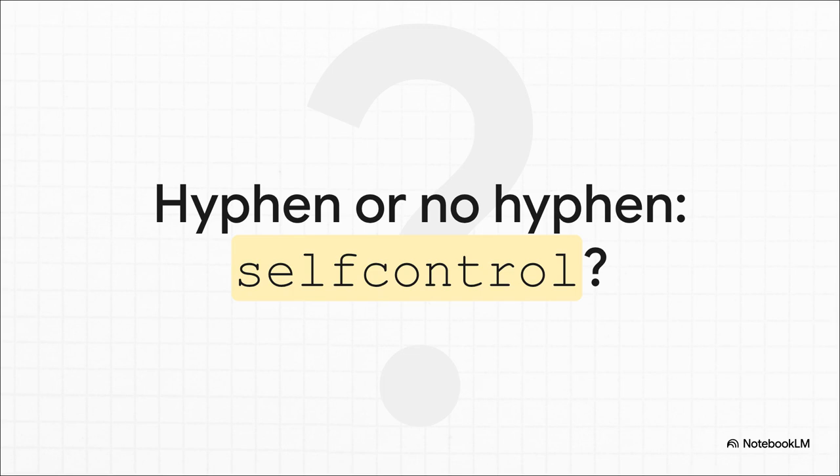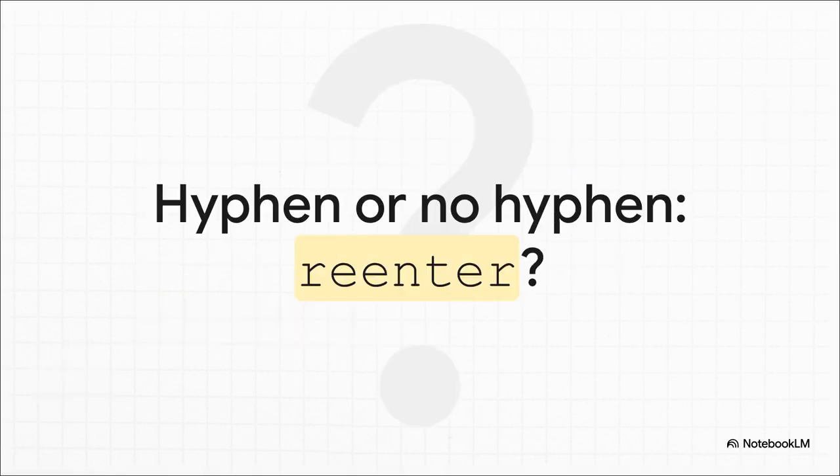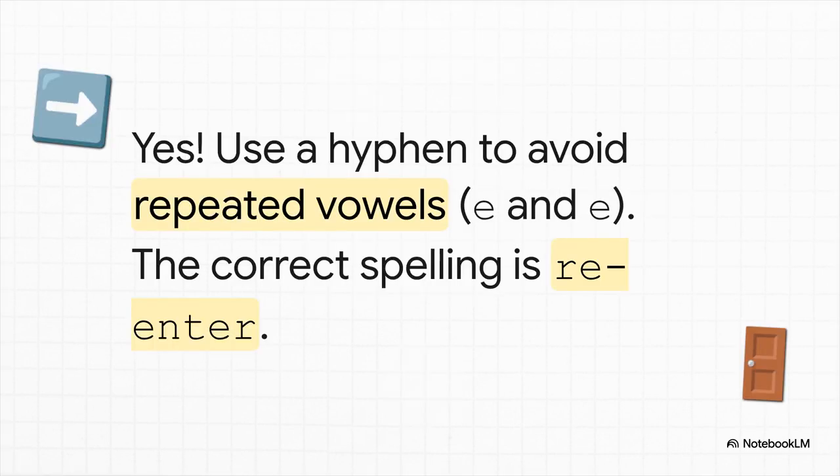Okay, next one. Hyphen question. How do you write self-control? Hyphen or no hyphen? Hyphen, for sure. Remember that first rule we talked about? Self always gets a hyphen. So it's self-control. All right, last one. What about the word re-enter? Does that one need a hyphen? Yup, it does. This is that repeated vowel rule in action. To stop those 2 E's from looking kind of weird and getting smushed together, you pop in a hyphen, re-enter. It just reads better.